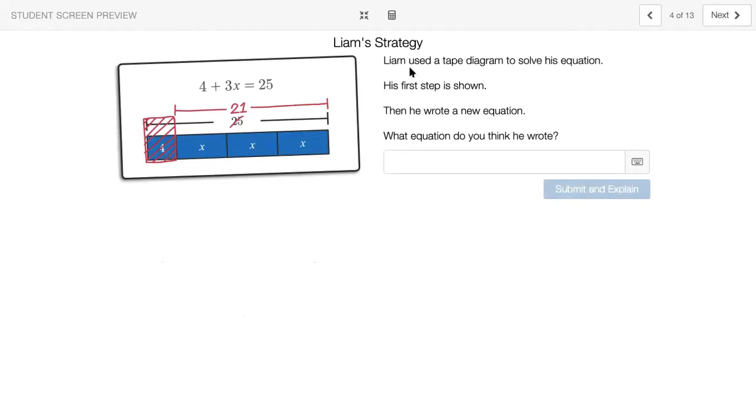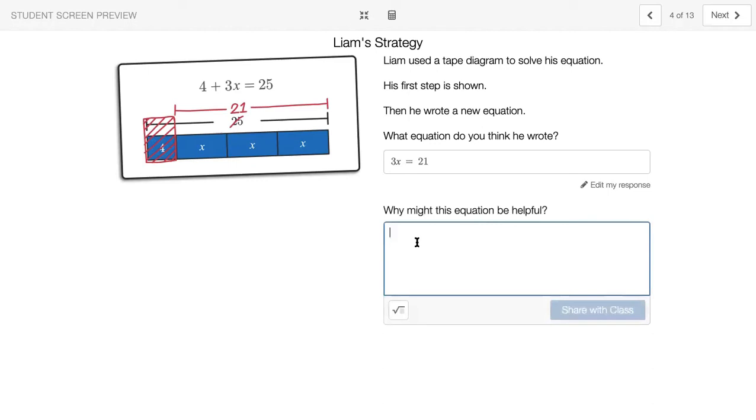Okay. Liam used the tape diagram to solve his equation. His first step is shown. Then he wrote a new equation. What equation do you think he wrote? Well, based off of him eliminating the 4 and eliminating the 4 here, he now has 21 is the same as 3x's. So I would assume then he wrote 3x equals 21.